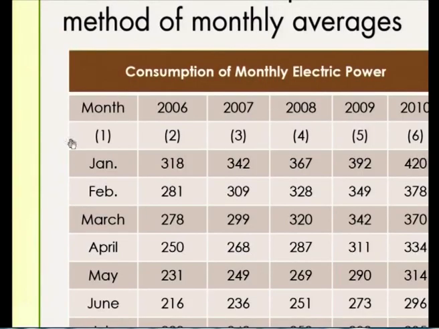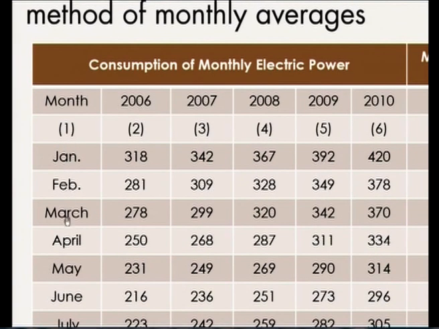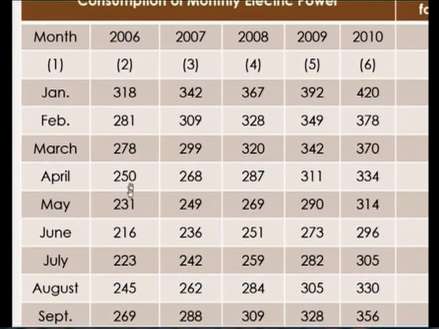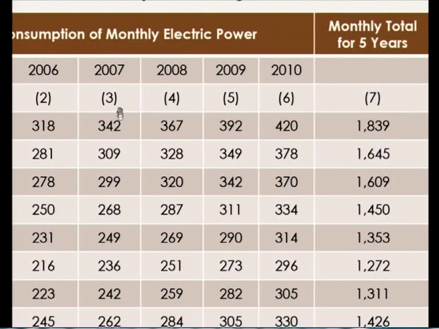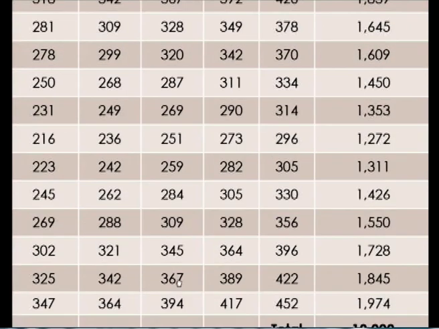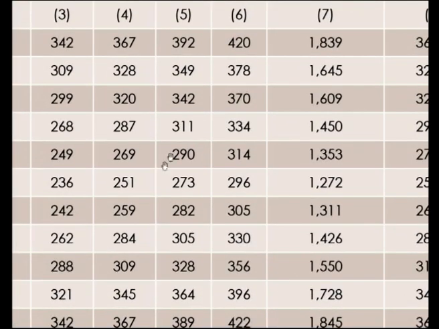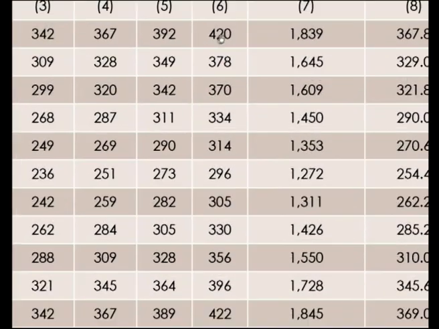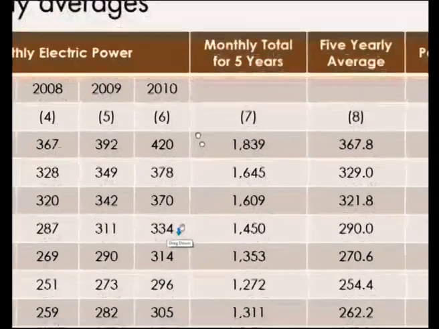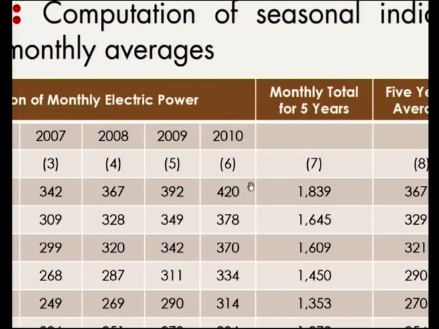That is, the months are written vertically, corresponding to the years. The values I have read out are for the year 2006, and then for the year 2007 it is written like this. In 2008 the values are written from 367 to 394, for the year 2009 the values are written from 392 to 389, and for the year 2010 the values are written from 420 to 422. Okay. So, the monthly total for 5 years.